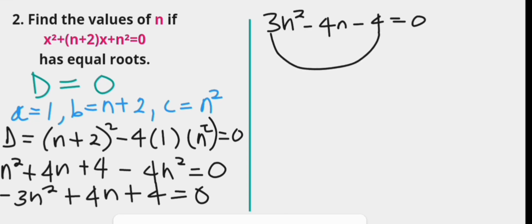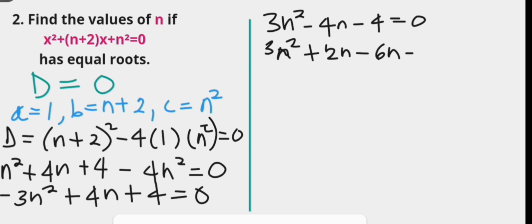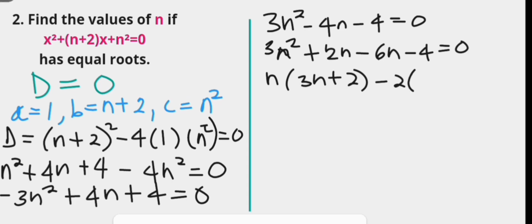And 3 multiplying negative 4 is negative 12. The factors of negative 12 that will give negative 4 are positive 2 and negative 6. So we use this to expand the middle term to have 3n squared plus 2n minus 6n minus 4 equals 0, giving us n from the first two groups factored out, 3n plus 2 left in the brackets, and from the second group we can factor negative 2, also leaving us with 3n plus 2 equals 0.